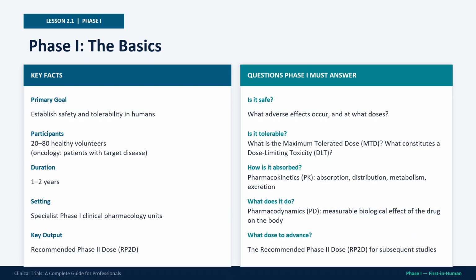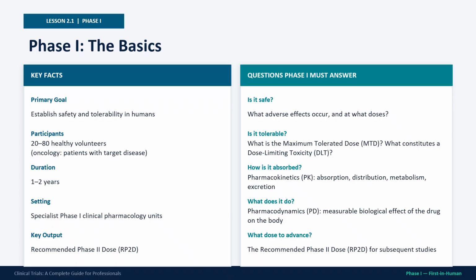Cancer drugs are often too toxic for healthy people, so patients with the target disease are enrolled instead, and they may actually benefit. Phase 1 studies are conducted in specialized clinical pharmacology units, facilities equipped to monitor participants around the clock with frequent blood draws, ECGs, and vital sign measurements.